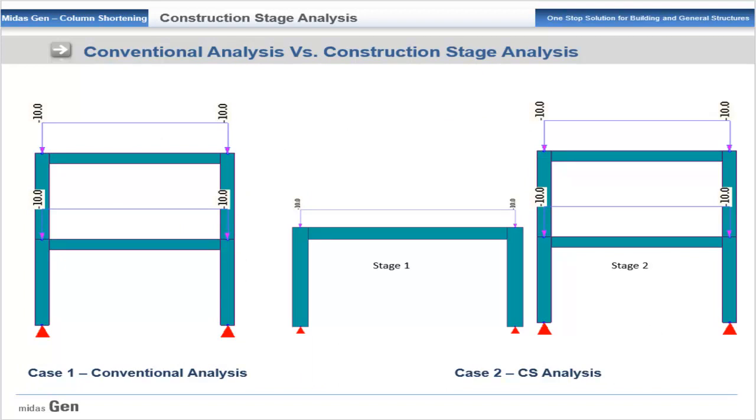I would like to take an example of a simple frame here. Let us compare case 1, which is the conventional analysis, and case 2, which is construction stage analysis with two stages. In one stage, the support and first level are constructed, and in the second stage, the next level is constructed.